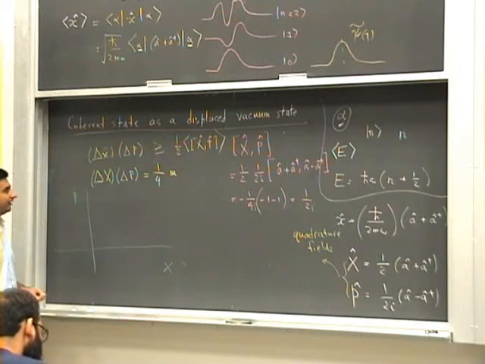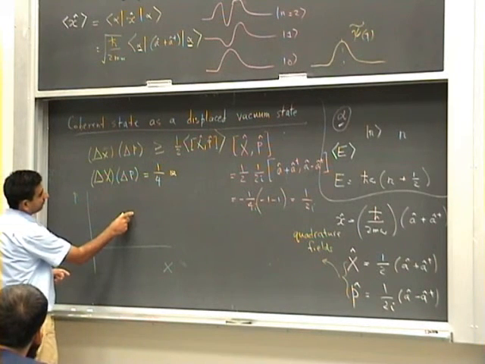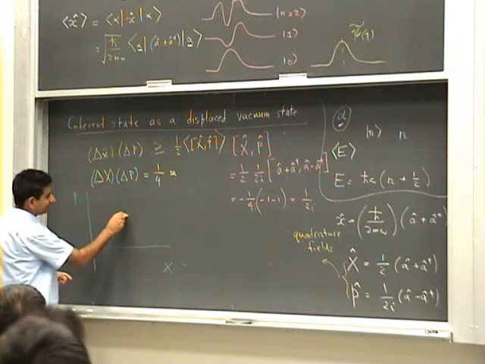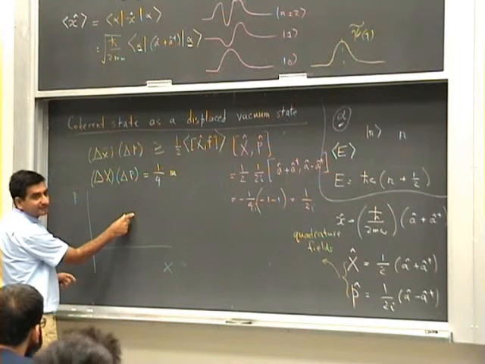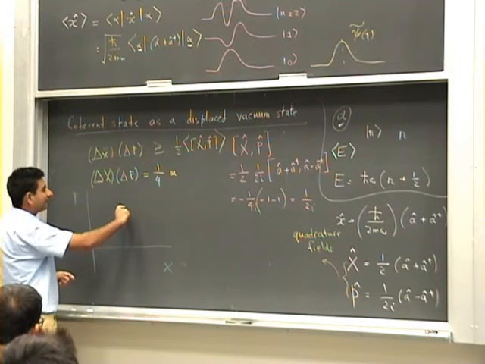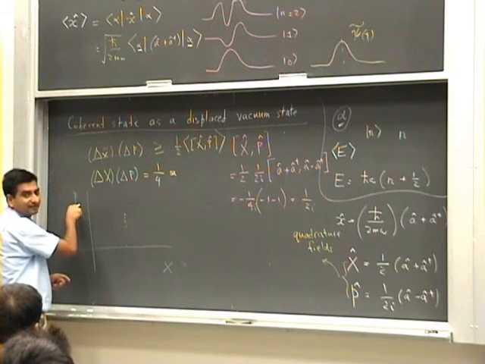Then this minimum uncertainty state has a certain projection along x, right? It will have a certain spread along x, and it will have a certain spread along p.